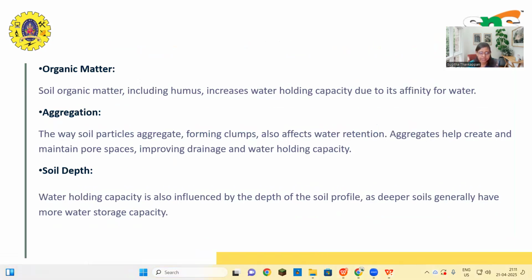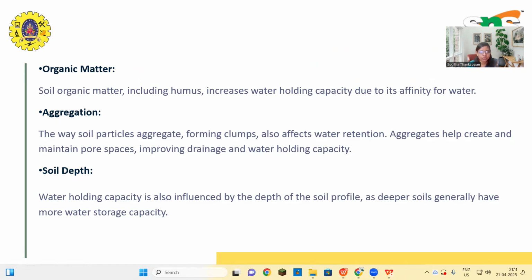And organic matter content. Everyone knows what organic matter is. Farmers apply compost and vermicompost into the soil. One important role of this organic matter is to add fertility. Apart from that, it can increase the water holding capacity, because the soil organic matter contains humus. Humus in turn contains humic acid as well as fulvic acid, and these components have a high affinity for water.